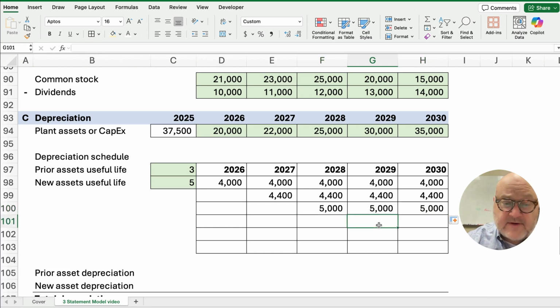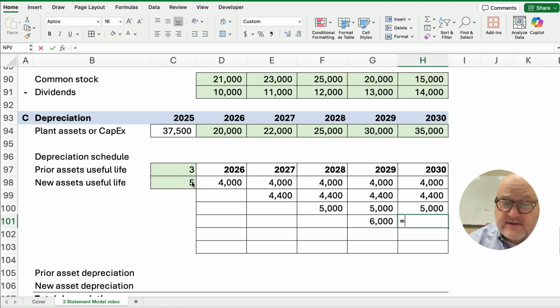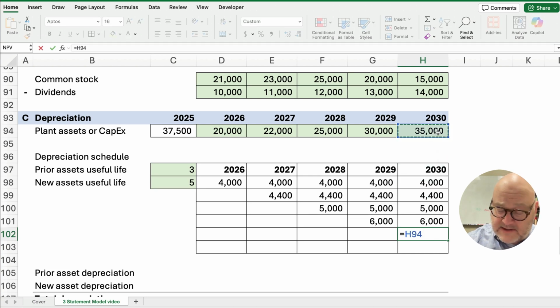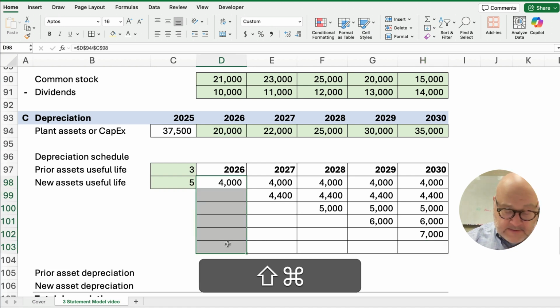Then we bought 30,000. The other way we could do it is just say 30,000 divided by 5 and just point to that number. We could just use that number previously, the 6,000. And then the last one would be 35,000 divided by the 5, and that's 7,000. So what is the total depreciation for the new assets for 2026, which is our year 1?